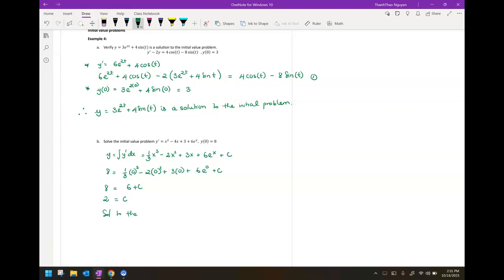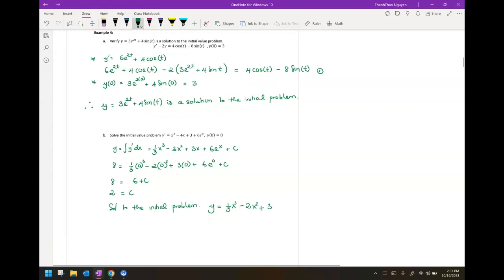So then the solution to the initial problem is y equals 1/3 x cubed minus 2x squared plus 3x plus 6e to the x plus 2.